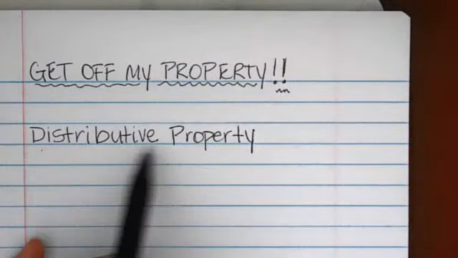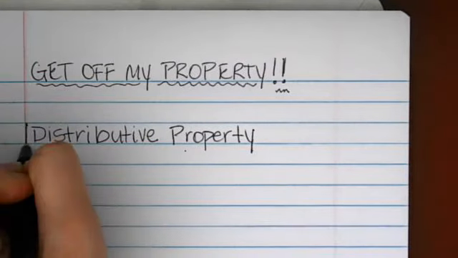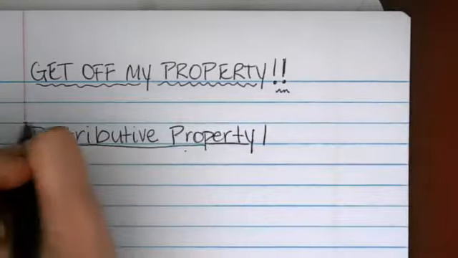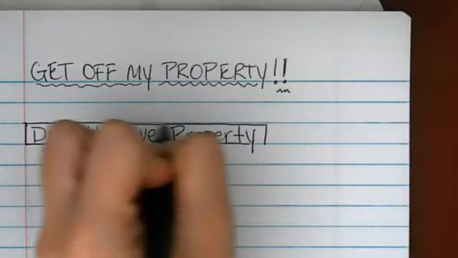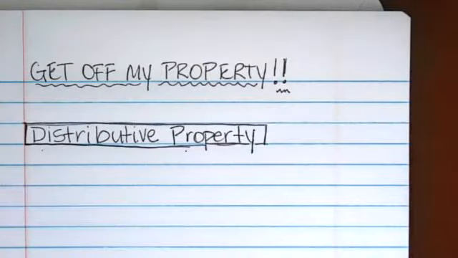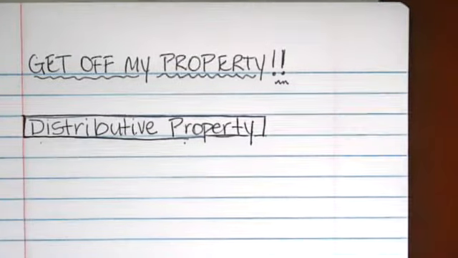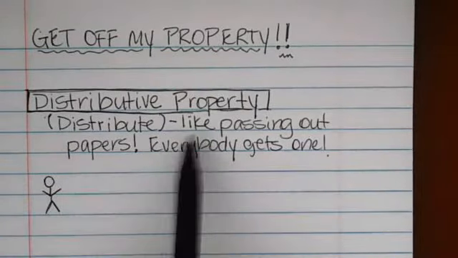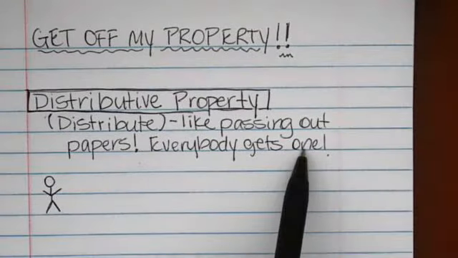Okay, so we're talking about the distributive property today. So I'm going to put a box around this so we know how important it is. We're talking about the distributive property. And then I'm going to give you an example of what that distributive property looks like. So like I said, in the distributive property, it's like passing out papers. Everybody's going to get one.